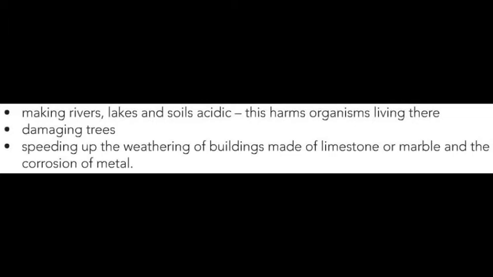The effects of acid rain include making rivers, lakes, and soils acidic. This harms organisms living there, damages trees, speeds up the weathering of buildings made of limestone or marble, and causes the corrosion of metal.